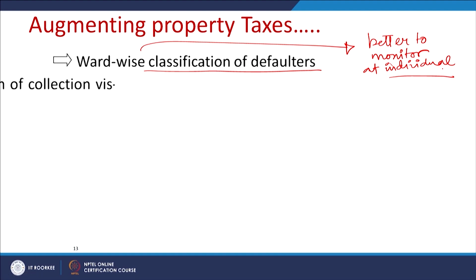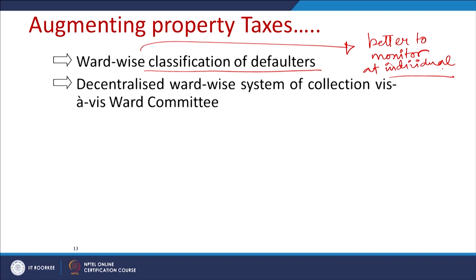So, that is possible. Next is a decentralized ward-wise system of collection via the ward committee. Many municipalities have tried this and it has been a successful phenomenon. It has two dimensions. One is that if you involve the ward committee and the community-based organizations, your collection level will be higher, because they know the ward and the community better than the municipal organization, number one.